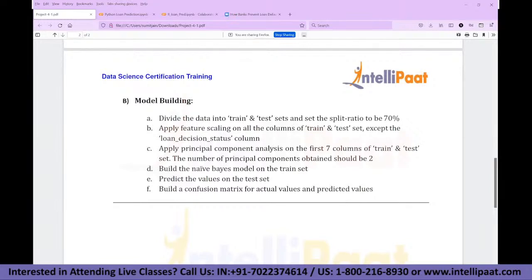So dividing the data set into train and test set, that we have already done. Applying feature scaling on all columns, train and test set, except the loan decision status column, because the loan decision status column is obviously 0 and 1. So you can't do any feature scaling on it.